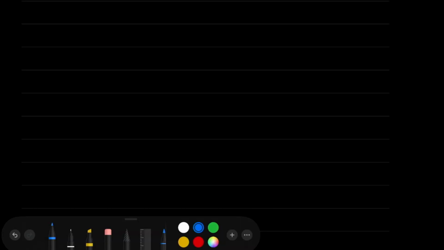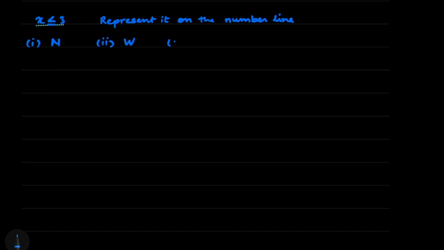So let's try an example. So we have a solution set of x less than or equal to 3. And now we have to represent it on a number line. But there's a catch. We have 3 scenarios where we need to represent this. First, when the replacement set is natural numbers. Second, when the replacement set is whole numbers. And third, when the replacement set is integers. So let's get started.